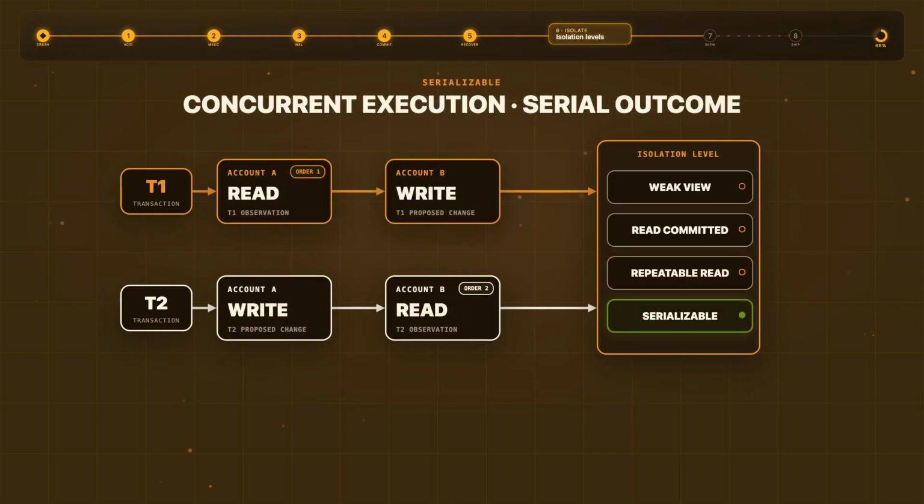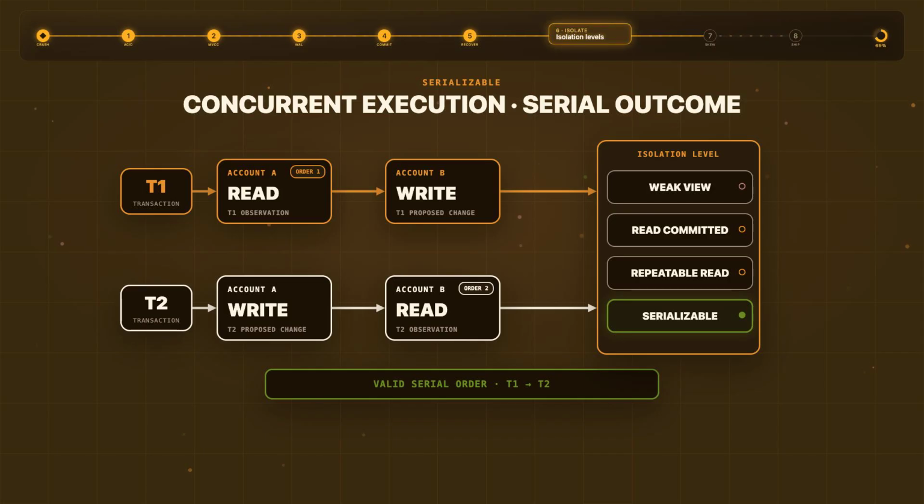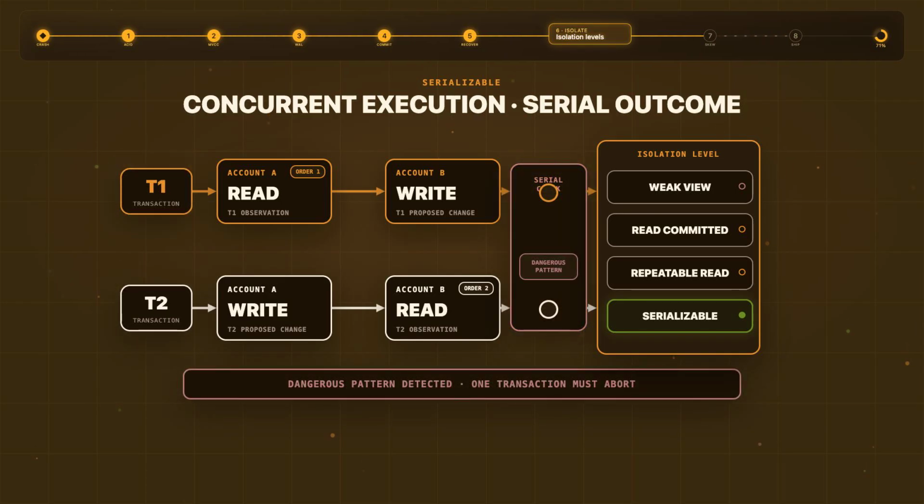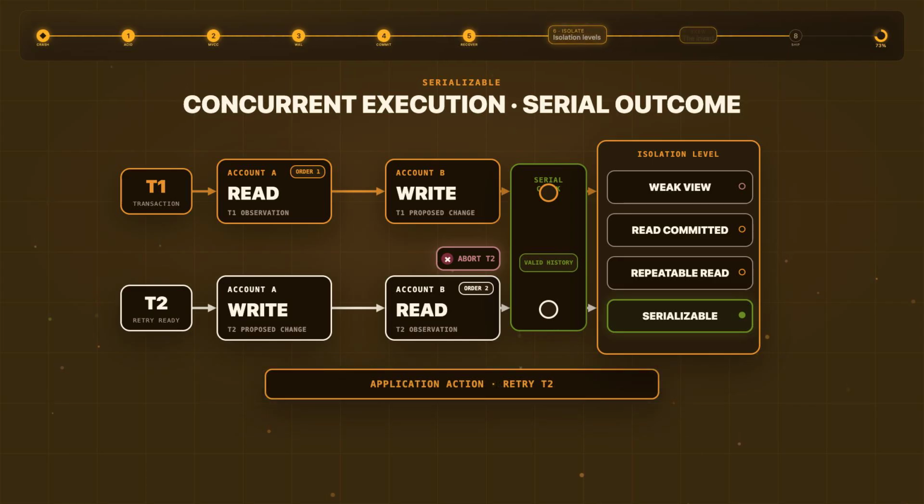Serialization aims for the strongest illusion. The outcome should be equivalent to some serial order, as if the transactions ran one at a time. That does not require the database to literally run them one at a time. It can execute them concurrently, detect a dangerous pattern, and abort one transaction. That abort is not the database failing. It is the database refusing to publish an outcome that could not have happened in a valid serial history. Your application must be ready to retry.